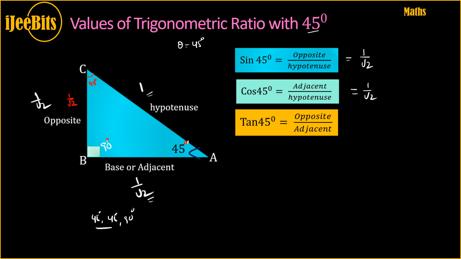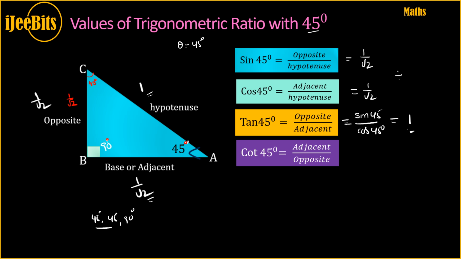So what is tan 45? We have two definitions here. First is opposite by adjacent. The opposite value is 1 by root 2 divided by the adjacent value 1 by root 2. The other definition is sin 45 divided by cos 45, which is also tan 45, because sin theta by cos theta equals tan theta. If you divide these two, what you get is 1. So tan 45 is 1. Clear?